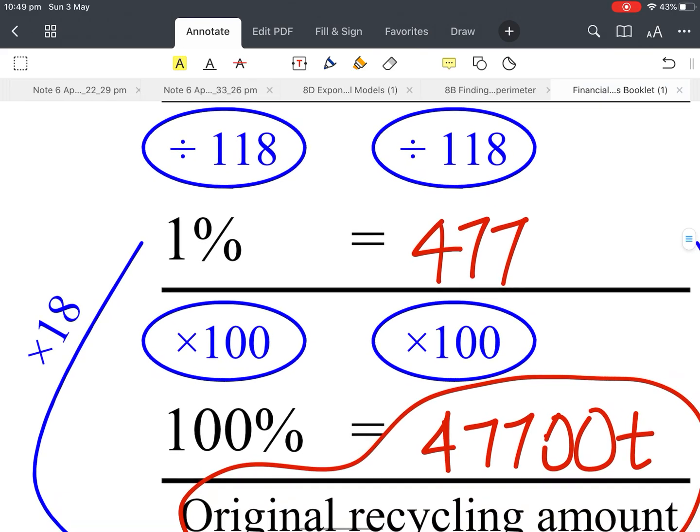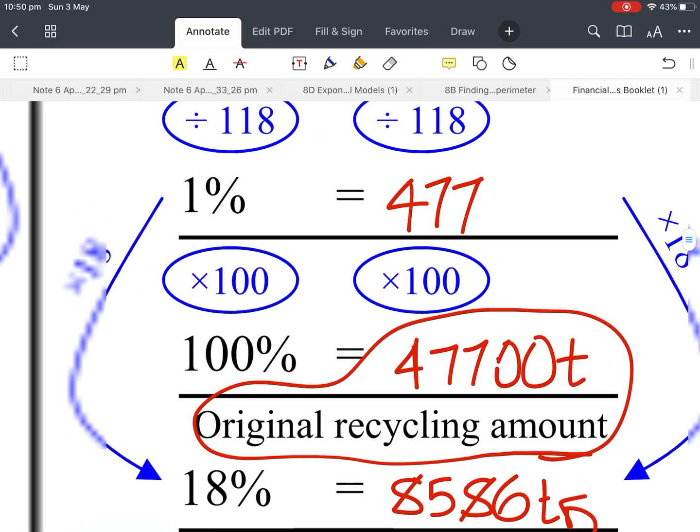So my next step, just like before, I'm going to figure out what 100% is. So I times both sides by 100. 1 times 100 gives me my 100%, and 477 times 100 gives me my original amount of tonnage, which was 47,700. So that's what it was before that 18% increase.